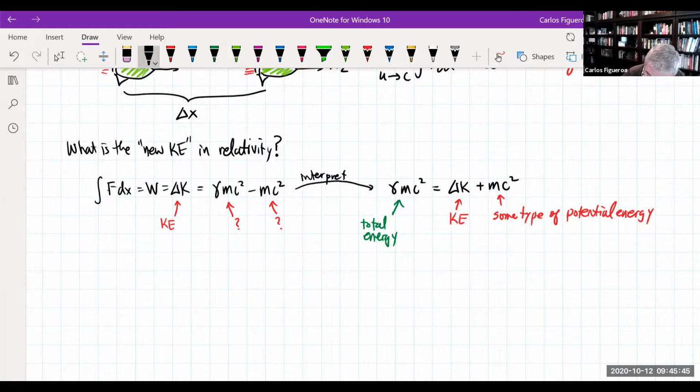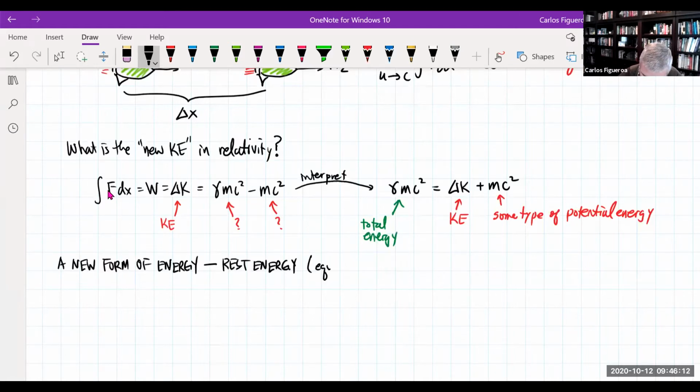So now what we want to do is interpret what this new potential energy is. So there's a new form of energy. And this is called the rest energy. And really, what people typically talk about is the equivalence of mass and energy.